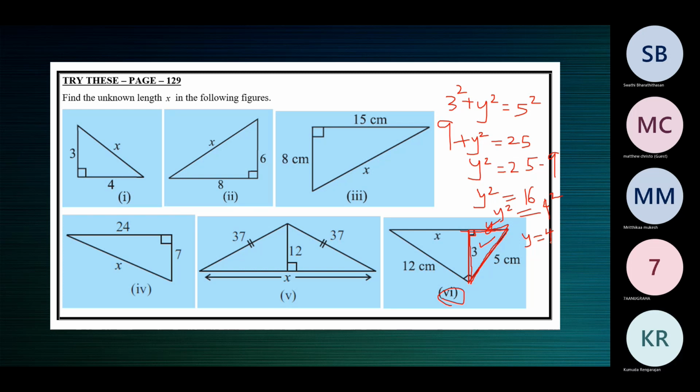I think I said 16 square, sorry. Y square is equal to 16. So 16 is nothing but 4 square, because 4 into 4 is 16. So y square is 4 square. That means y is equal to 4. The value of y is 4.